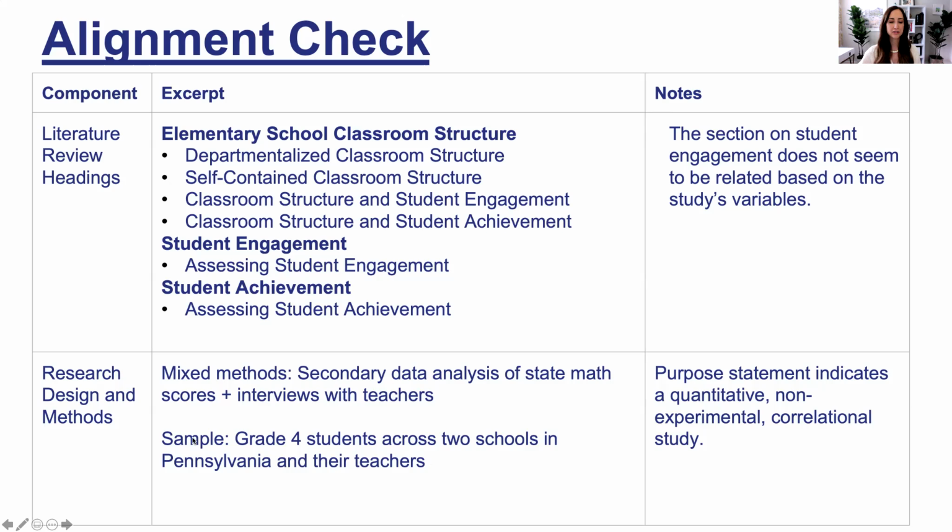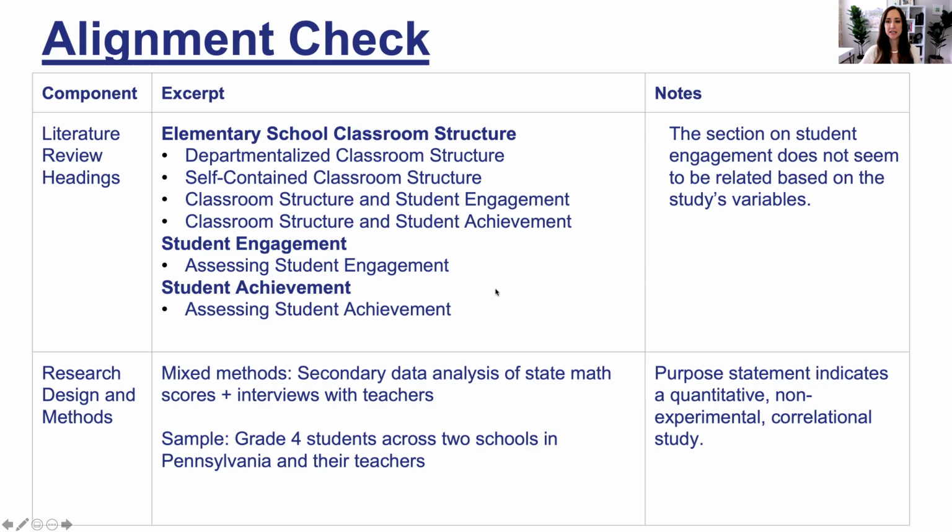And then here, let's just say, for example, the sample, I couldn't include all components of a methods chapter. We have grade 4 students across 2 schools in Pennsylvania and their teachers. And so if this student did decide to move forward with mixed methods, then there would be alignment there between the stated mixed methods. But if the student ends up going with the correlational study where they're just focusing on the students, then you would need to have a conversation about the sample as well.